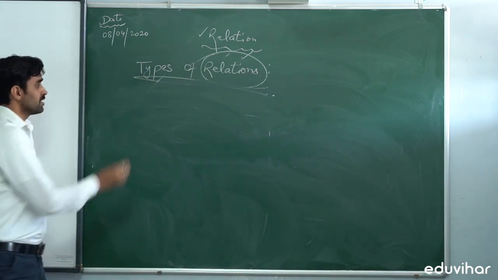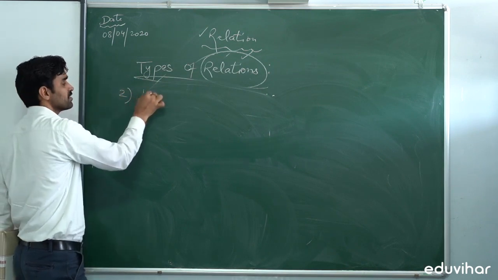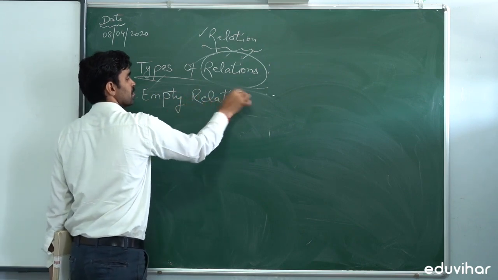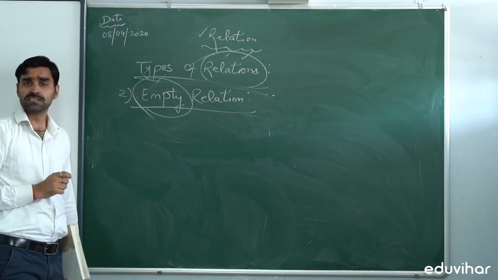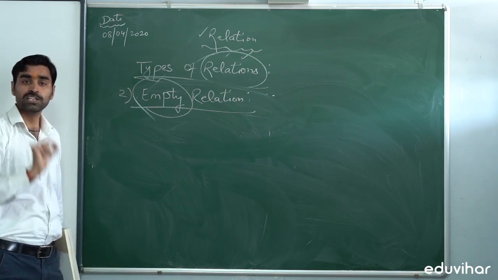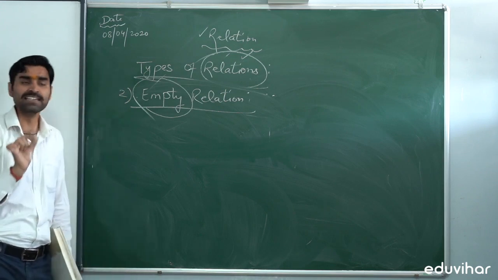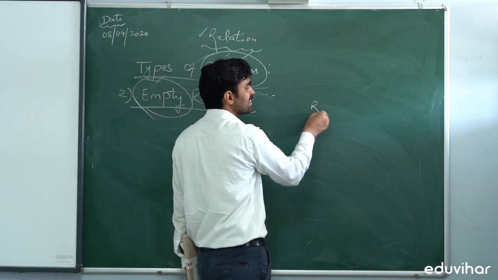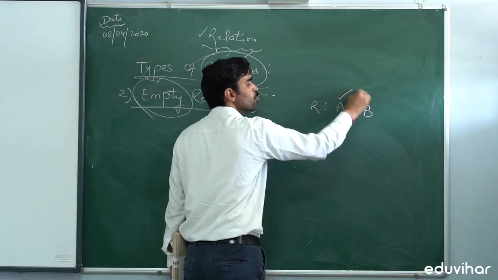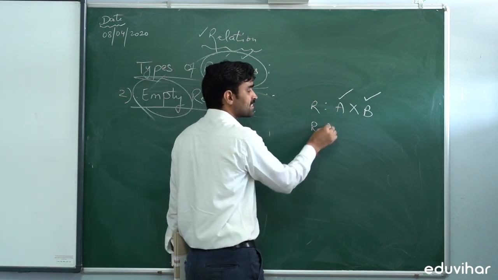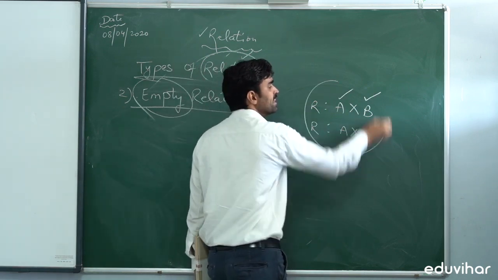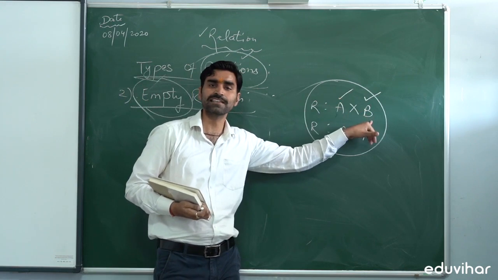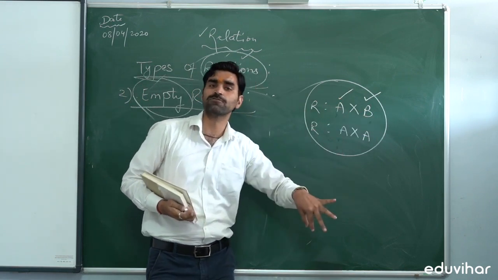Here the second relation is empty relation. As the name suggests, it is the smallest relation. Universal relation is the biggest relation and empty relation is the smallest relation. As we say, a relation either goes from set A to set B, or goes from set A to itself. A relation always goes from one set to another set, or from set A to itself.